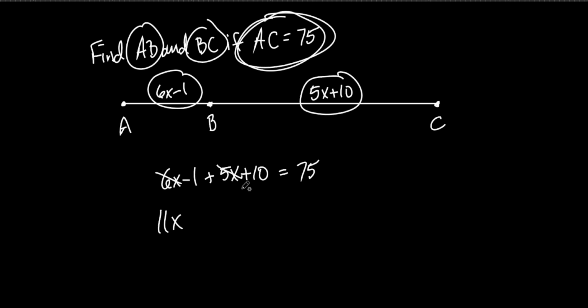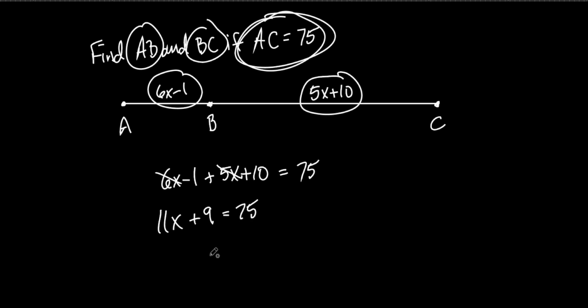And then what else can we add up over here on the left-hand side? Negative 1 plus 10, which is 9, positive 9, so we put a plus 9. And that will equal what? 75. Okay? Subtract 9 from 75, we will in the next step. Okay? So that's our first step, adding like terms.